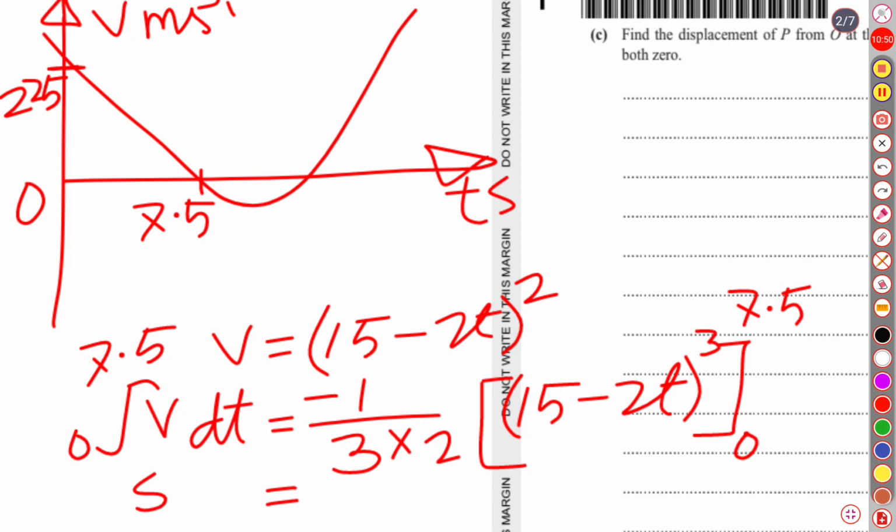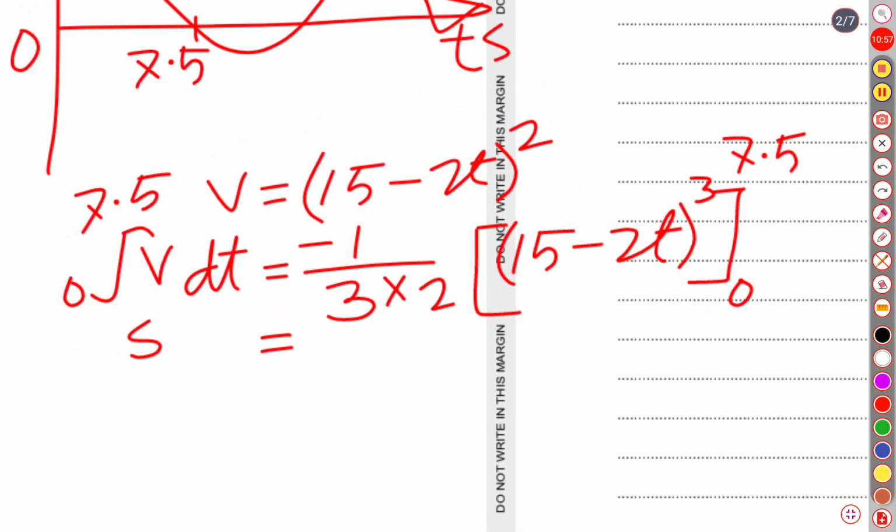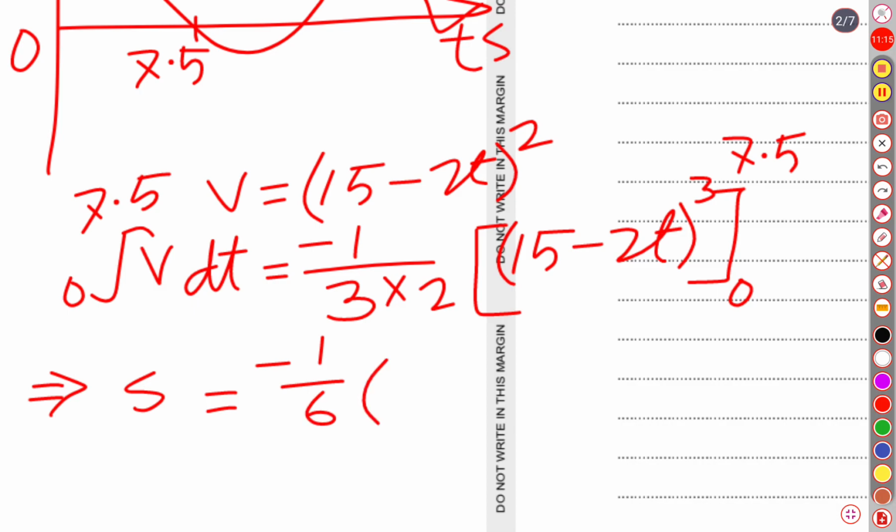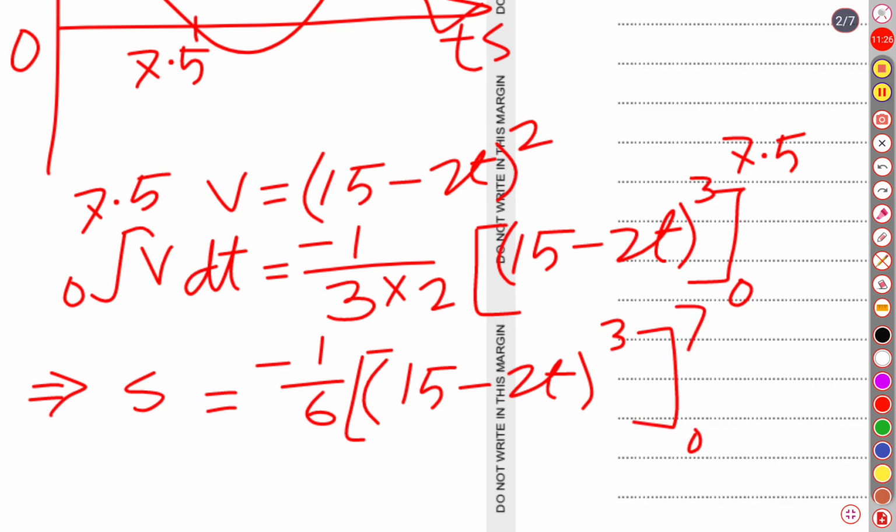S is equal to negative 1. I think this space is not sufficient. Let me go downward. S shows the displacement. S is equal to negative 1 over 6, then (15 minus 2t) raised to 3, and the limit is from 0 until 7.5. Then let's see whether it will show a positive value or not.